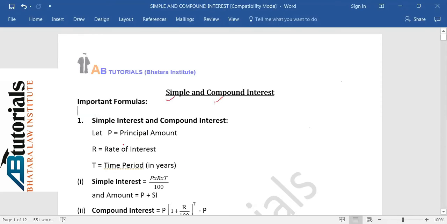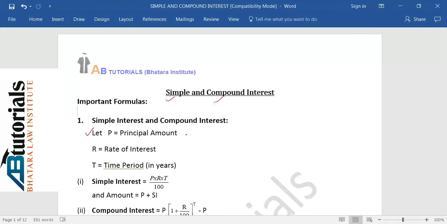So there are certain terminologies that we'll be using throughout this chapter. The first terminology is P, that is principal amount. Amount is something different and principal amount is something different. Principal means the money which we borrow. Suppose we are taking a loan from the bank. The money which we borrow is known as principal.